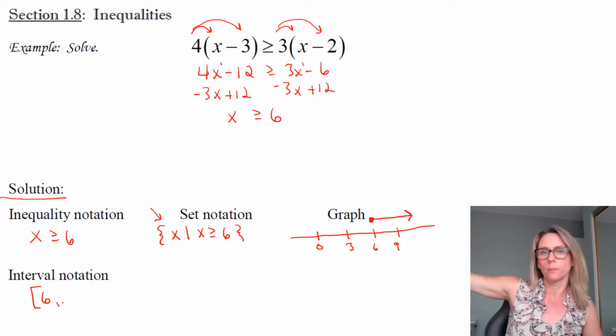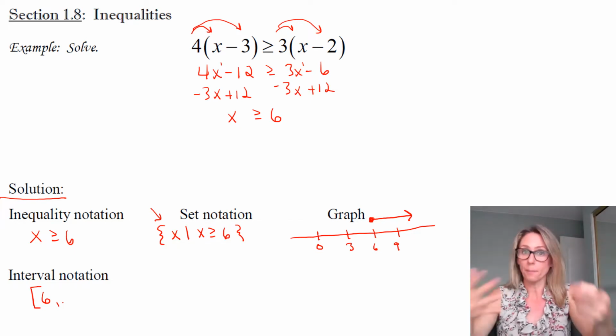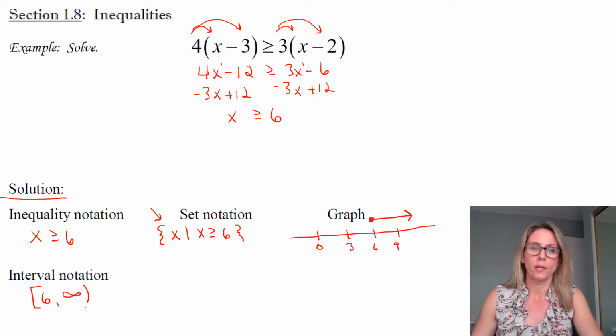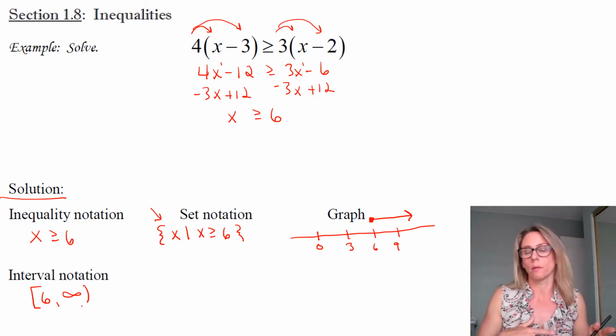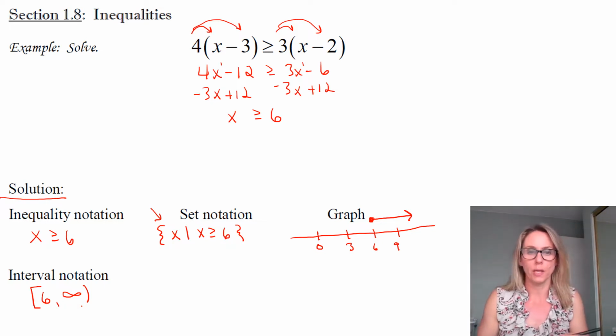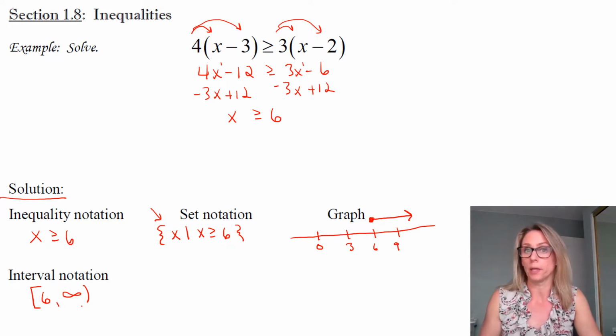I could pick any number greater than 6, and that's going to be included as a solution, meaning it makes this inequality true. So that goes all the way up to infinity. I'm going to put a parenthesis, which is always used with infinity or negative infinity, because if you think about it, infinity is not a number. It cannot be included in the solution. So the parenthesis tells us this value is not included.